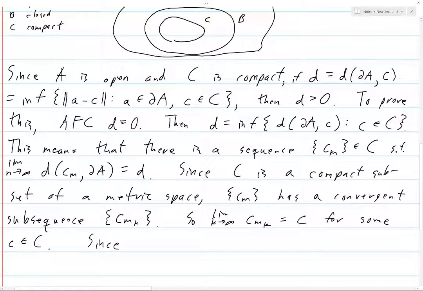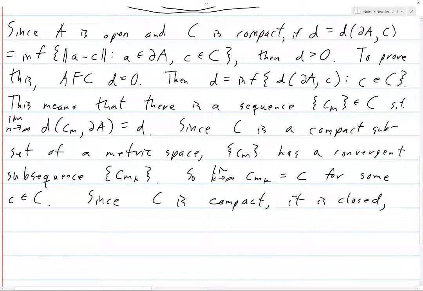Since C is compact, it is closed. I believe that's been discussed here in this textbook, that in Rn, a set being compact is equivalent to it being closed and bounded. And so compact in particular implies closed, and closed sets contain their limit points.